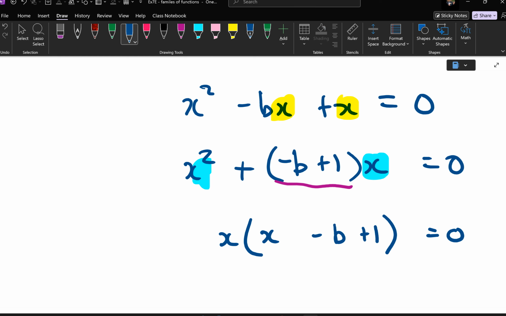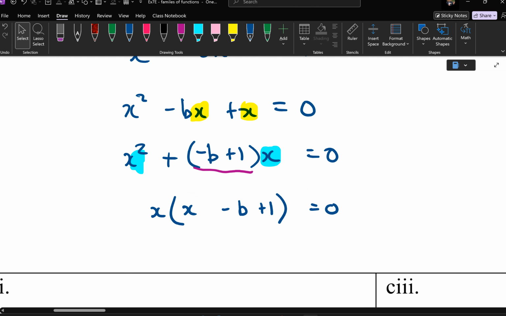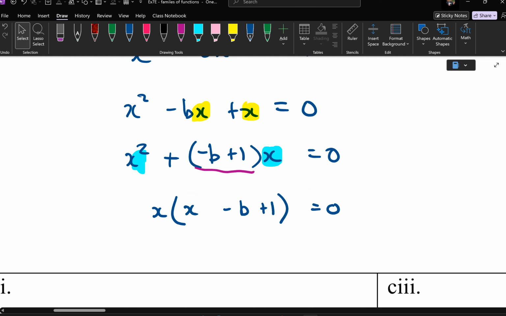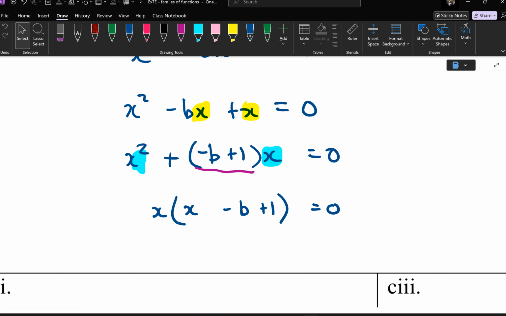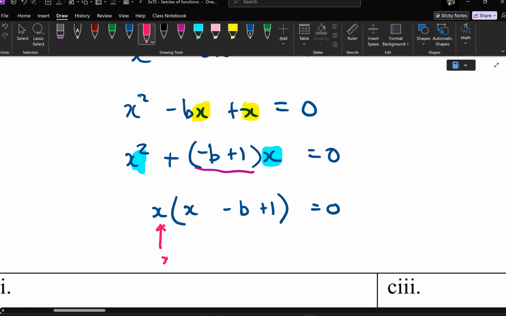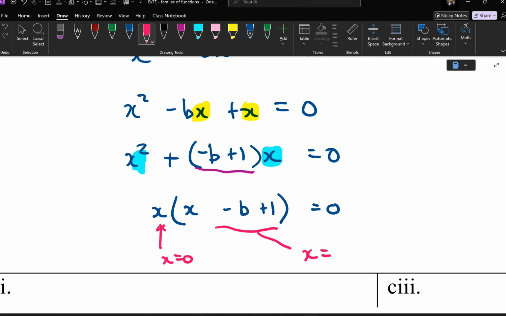You could. Okay, cool. I just thought this way it looks a bit more obvious, but yes, when I see x's, I take them all out. So now what are my x equal to? X can either equal 0, or x can equal b take away 1. So far, so good?